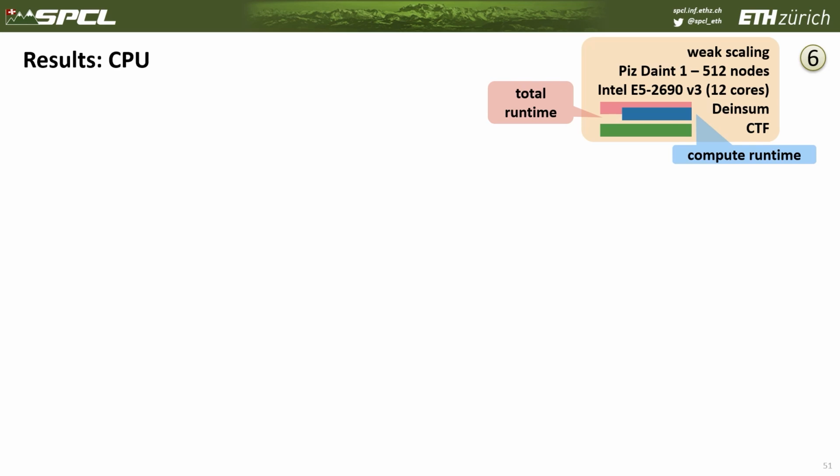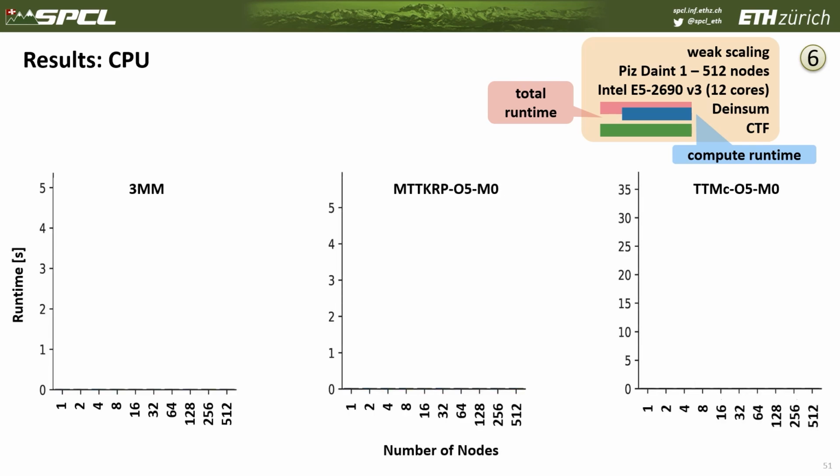Now, in the paper we have 10 benchmarks. We are going to focus here on 3 of them that are representative. We have 3mm, which is 3 matrix multiplications. We have an MTTKRP of order 5, so the main tensor has 5 dimensions. And we have TTMc order 5. TTMc is tensor times matrix chain. So this is an operation that appears in the Tucker decomposition.